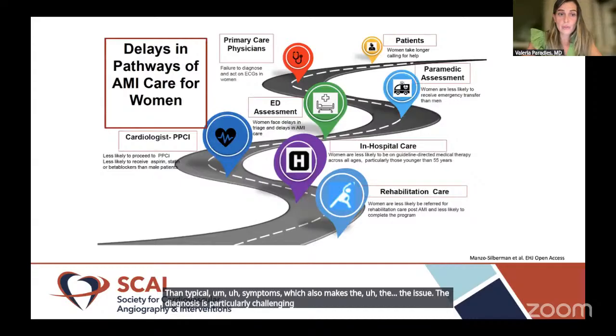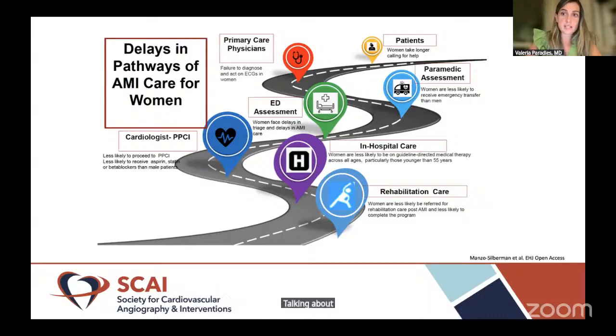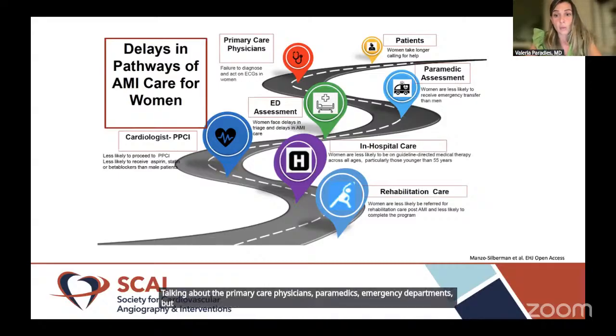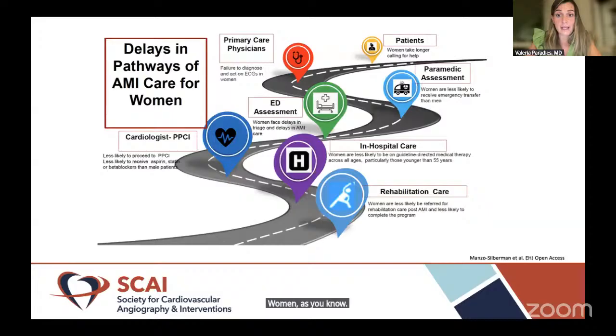Let's now focus on the therapeutic pathway of these women, starting from low awareness of their symptoms, then we go through low awareness of different symptoms, also talking about the primary care physicians, paramedics, emergency department, but also women, as you know, in hospital are less likely to receive guideline-directed medical therapy.